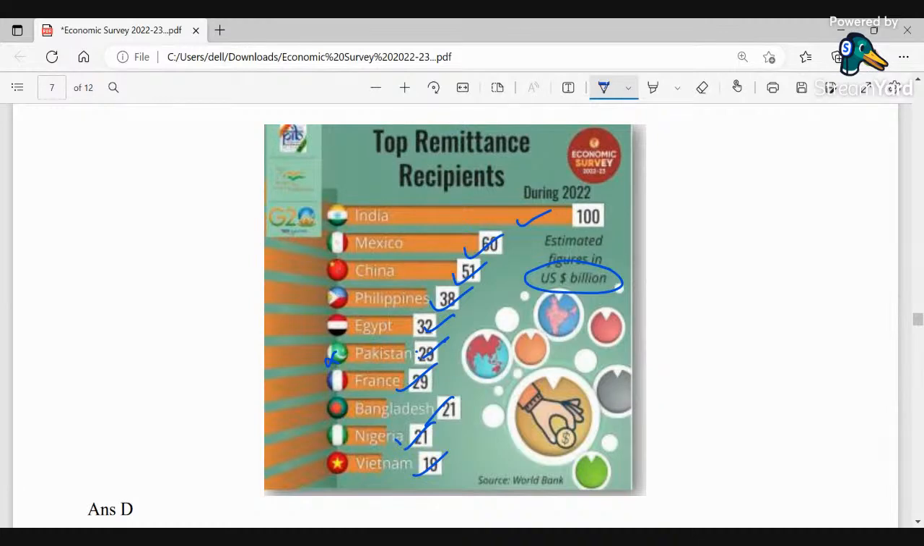Okay, so please do remember India, the first three you should remember. India, Mexico, China. Okay, so IMC.